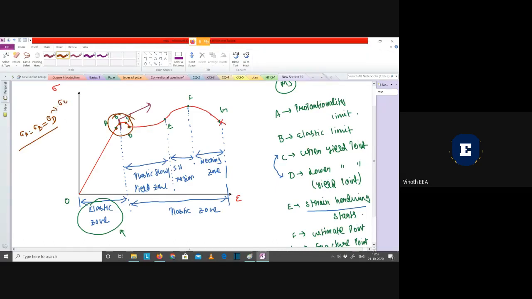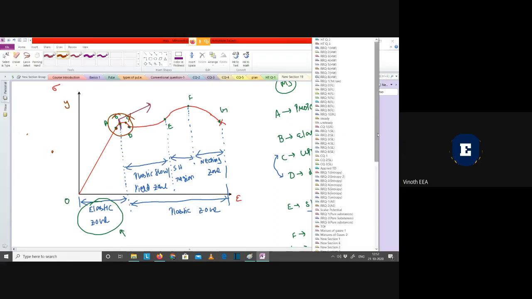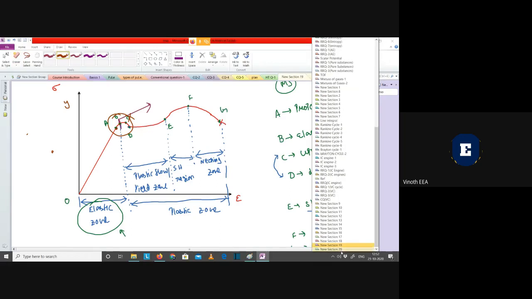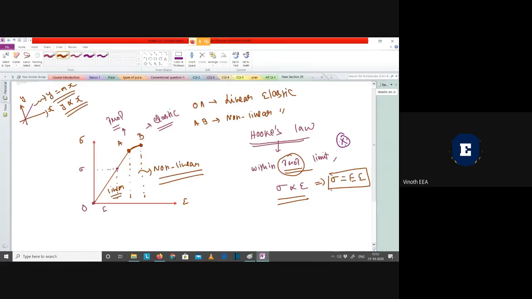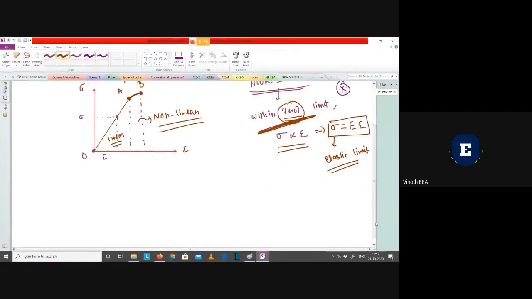Sigma D is nothing but yield stress. This is elastic, this is proportionality. All three will be taken as the same because they are very near to each other. So when solving problems, we can use this equation within the elastic limit also, but that is only for solving problems. When there is a conceptual question, then this is applicable only within the proportionality limit. Keep that in mind.